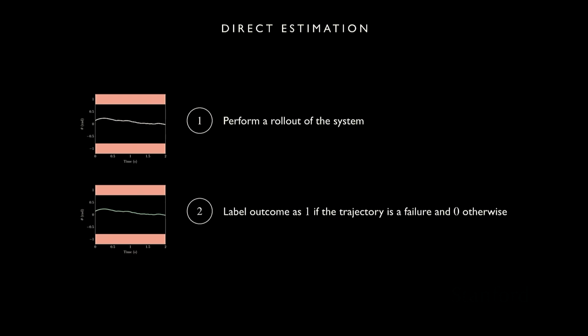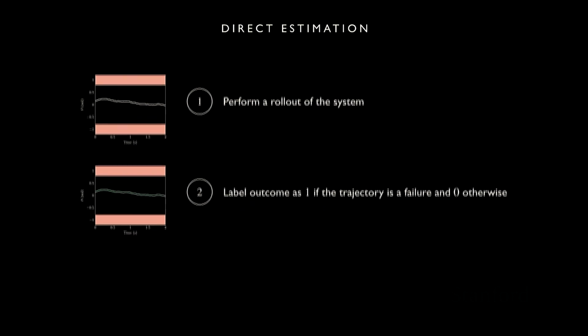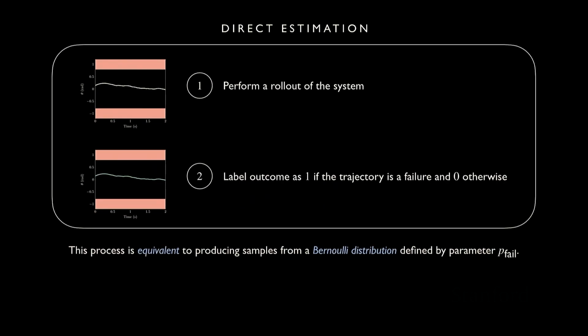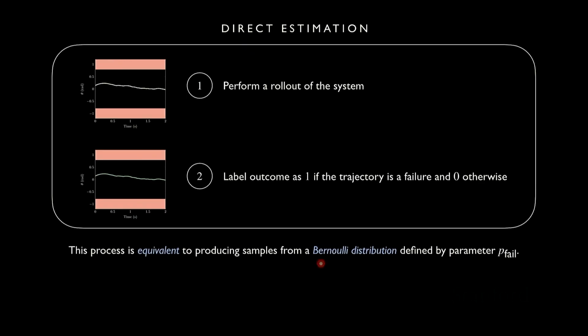Imagine we do that a whole bunch of times, and now we have this data set of basically 1s and 0s. It turns out we could think of this process as equivalent to producing samples from a Bernoulli distribution, which is defined by the parameter pfail. This all sounds really fancy, but all that's going on is we have this parameter pfail, and every time we sample our system, we'll get a failure with probability pfail, and we'll get a not failure with probability 1 minus pfail. And that is just a Bernoulli distribution with that parameter.